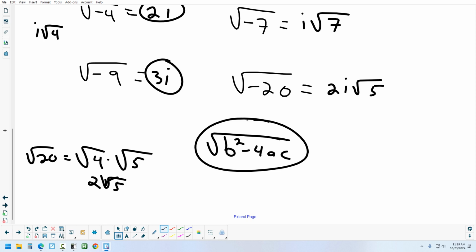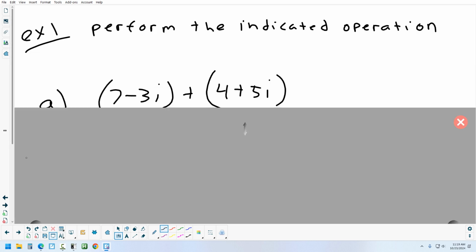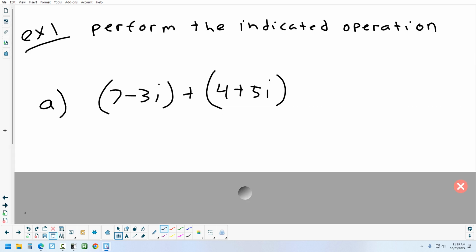The other thing that is important is arithmetic. Add, subtract, multiply, and divide. Let's start with that. Adding and subtracting are the easiest two. Because when you add and subtract complex numbers, think of it as combining like terms. You can combine real numbers with real numbers and imaginary with imaginary. You cannot combine a real and imaginary. You can't say like 4 plus 5i is 9i.